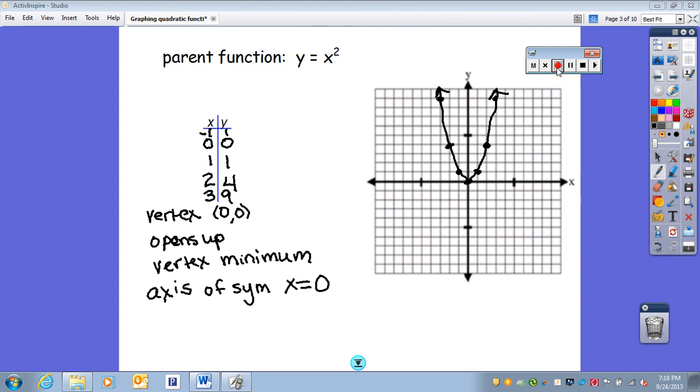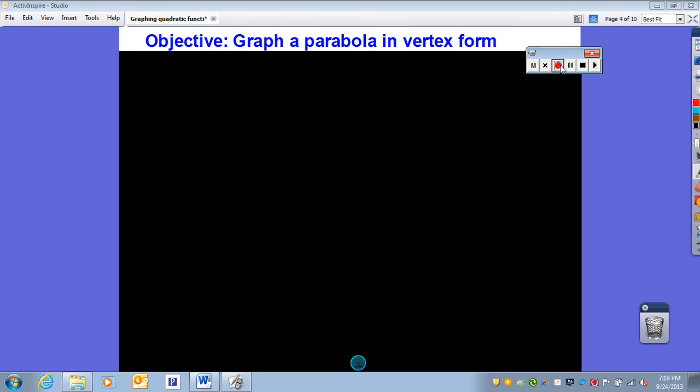From there, all other quadratic functions are built. The vertex could be shifted either right or left, up or down. Also, the parabola could be wider or narrower. It also could go up or down. But this is the parent function, the foundation on which we will build. Let's take a look at graphing the parabola in vertex form.